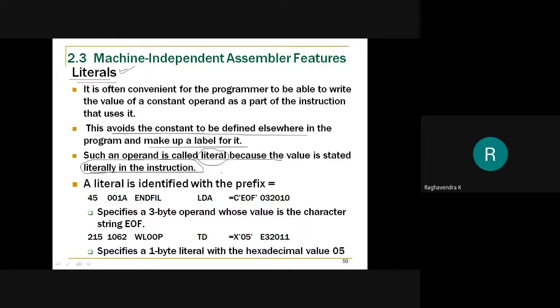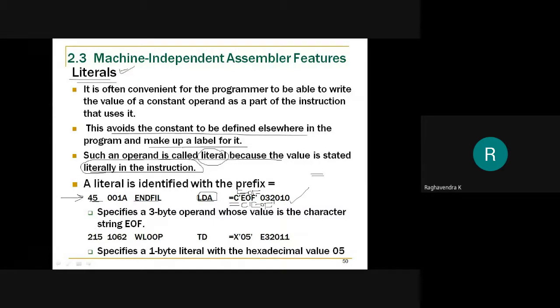Now, in order to identify a literal, you use the equal to symbol. For example, observe here: this is the instruction at line 45, which has been changed now. LDA is the opcode. Here it was EOF or something like this, but now we have made it a literal. How do we make it a literal? We put the equal to symbol and then you define the literal, whatever you had defined later.